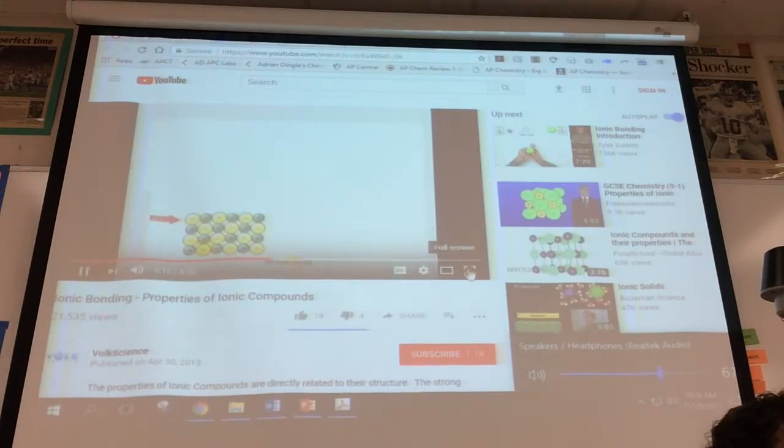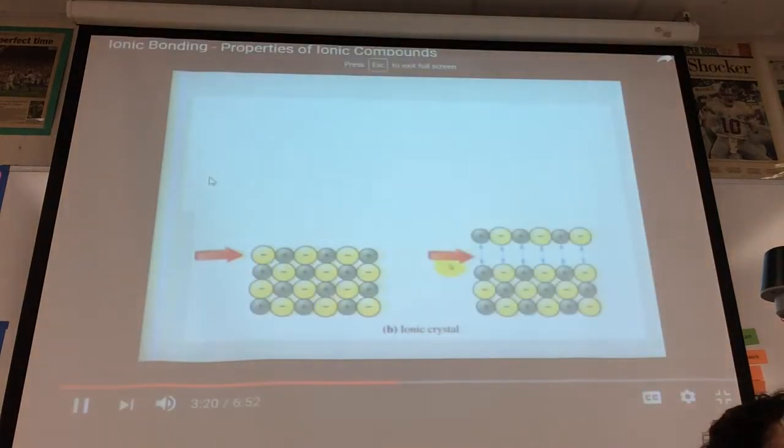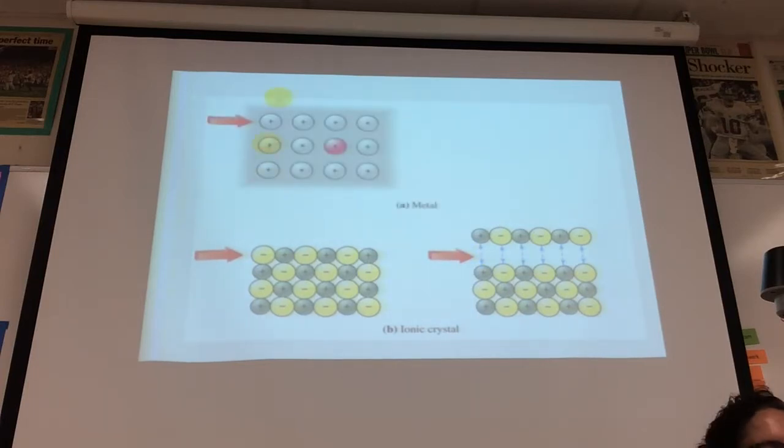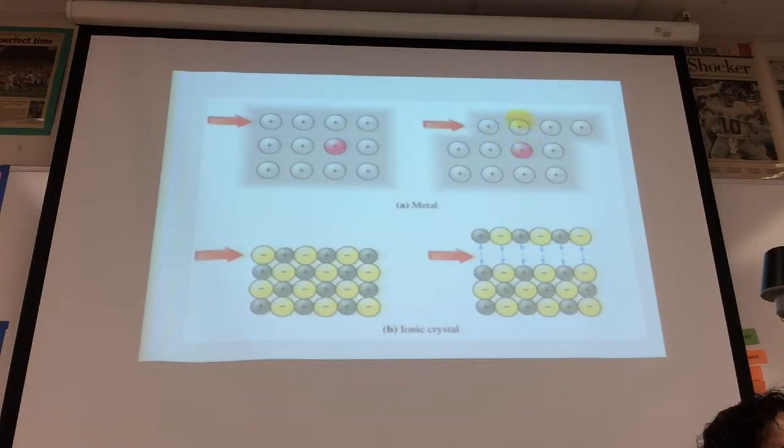So if we have a look at an ionic crystal structure with a force applied, once that force is applied, those like charges align and it causes repulsion. The crystal lattice then shatters. Compare that though to a metal structure. When we put force on a metal, the cations will move along, but those delocalized electrons will just move around. And this is what makes metal hard but ductile and malleable, whereas an ionic crystal is hard, but it is brittle. It breaks easily.